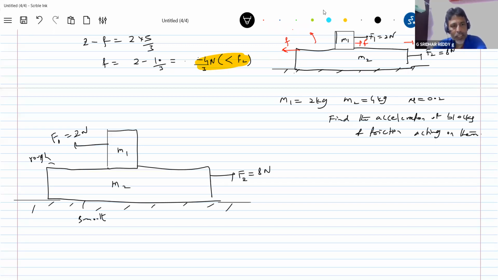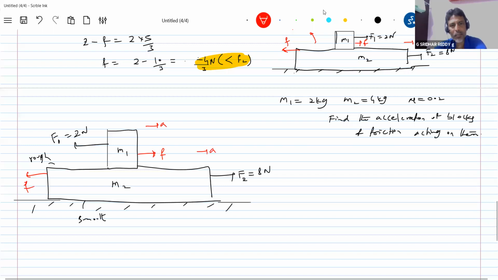So let the friction acting on this block be in this direction, like this. What is the net force acting on the system? 8 minus 2, 6 Newton. The net force is towards the right. So I'll assume that the system has displacement towards the right only. Therefore, I'm assuming acceleration towards the right.